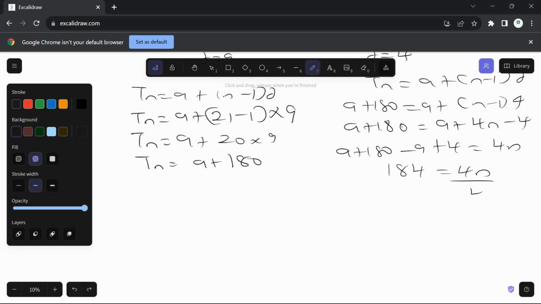So if I divide both sides by 4, I should have what my n is. So this cancels this. 4 in 18 is 4 with a remainder of 2, 4 in 24 is 6. So that means the n of this other AP is actually 46. So there are 46 terms in the second AP.